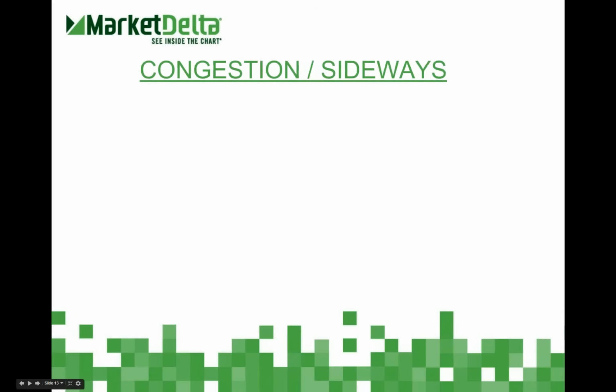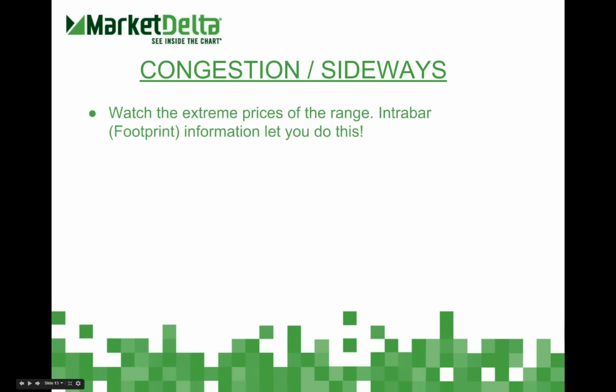All right, the next one. This next one is really not a reversal. We're going to look at a different set of examples: a congestion, sideways, rotation, whatever term you use to describe this type of market. Here's what to watch for in these types, and you can add to this list. I'm just trying to give some bullet points to go off of as you begin to look at these things.